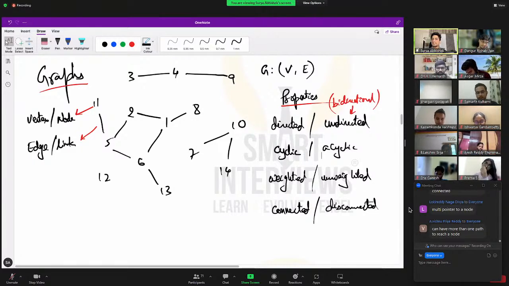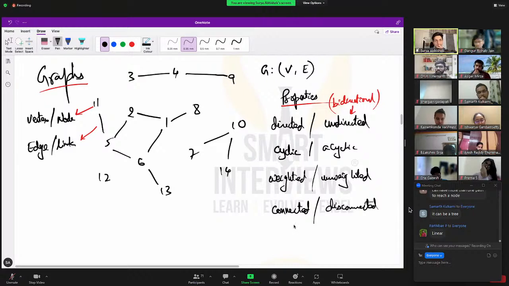What else can a graph be? Can be a tree. Yeah. We will come there. That's a completely different thing.